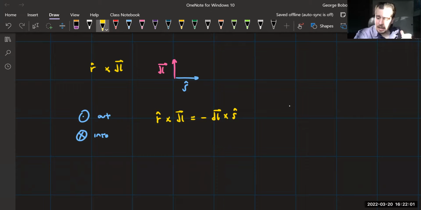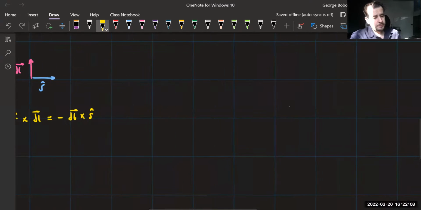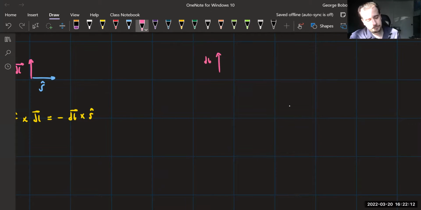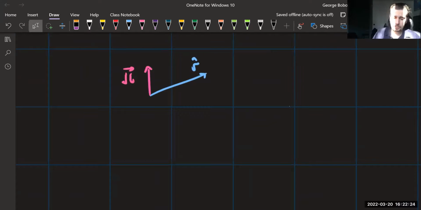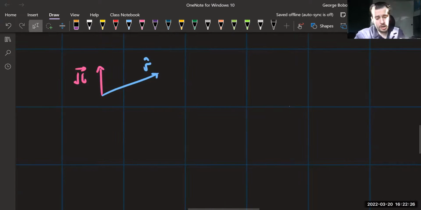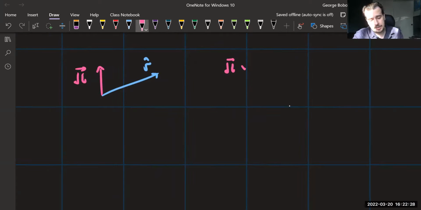Okay, how about if the cross product here is not obvious? Let's talk about that for a second. What if I had DL going like this right now, and I had my R going like this right now? What do I do if I'm faced with this situation? If you try to apply the right hand rule, you're not going to get a result.